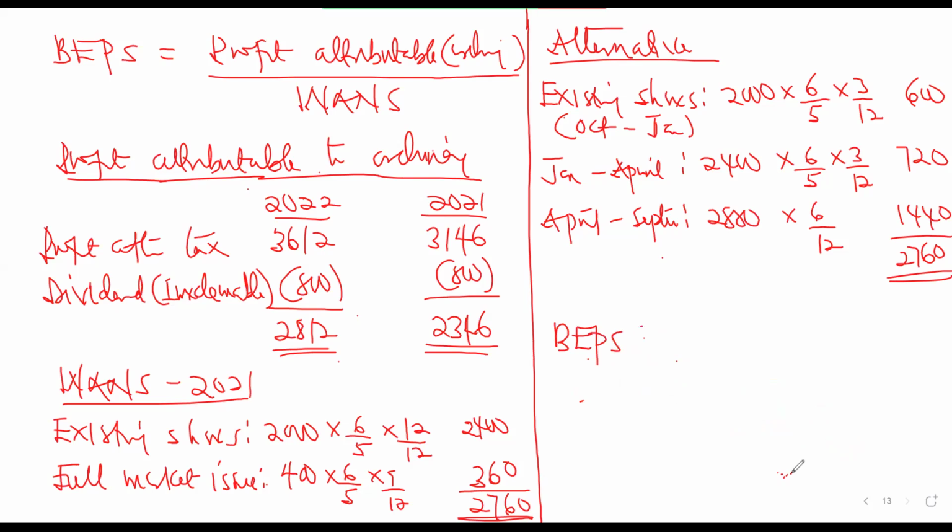Okay. Our basic earnings per share for 2021 will be our profit of 2,812 divided by the number of shares of 2,760. What are we having? What you are doing is rather 2022. Yes, there's a rights issue. The rights issue is in the second year, 2022. Oh, okay, I'll tell you. So this will be 2,346. Okay.